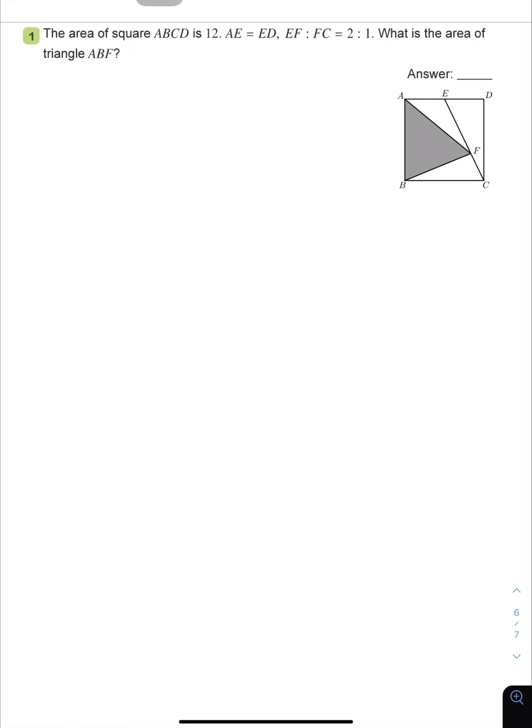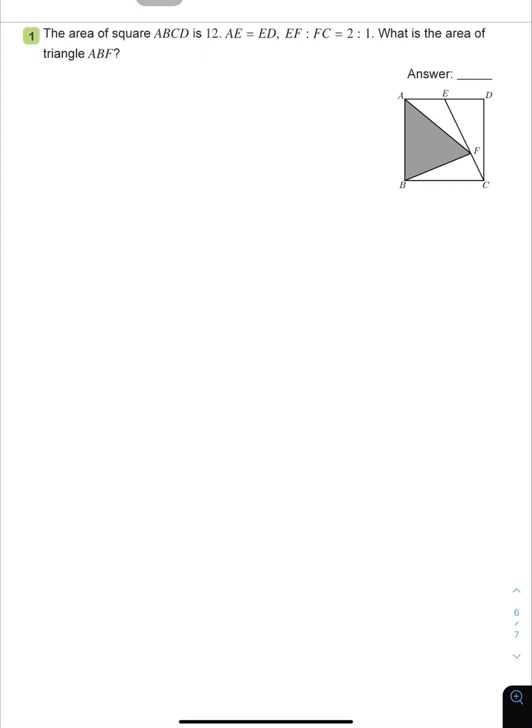Okay, so now we are at the extensive challenge questions. So we want to find the area of triangle ABF. When you're just looking at it, it's pretty hard for you to find any half area model. But as I said in the lesson, we can just try to seek a point that is joining three of the vertices of this square.